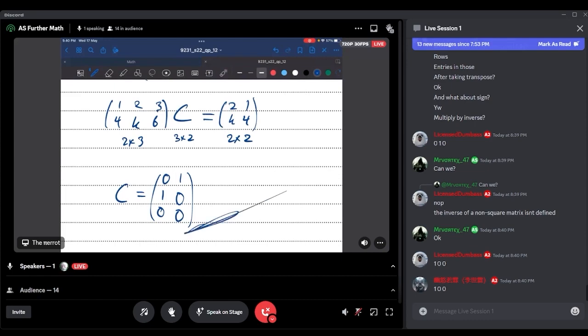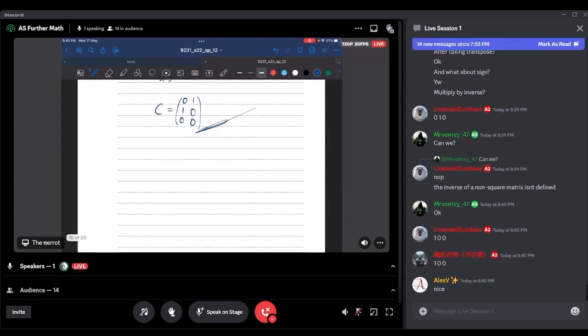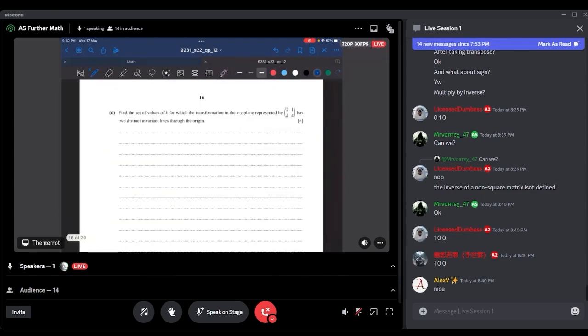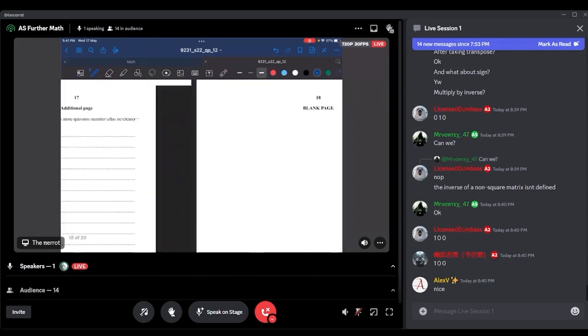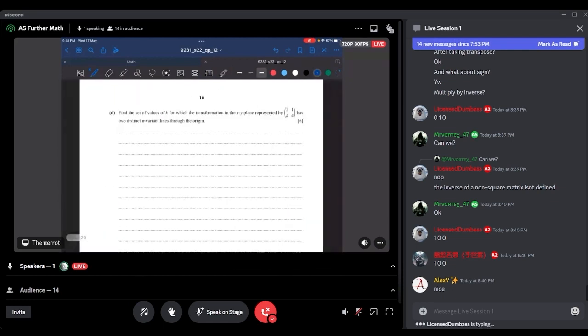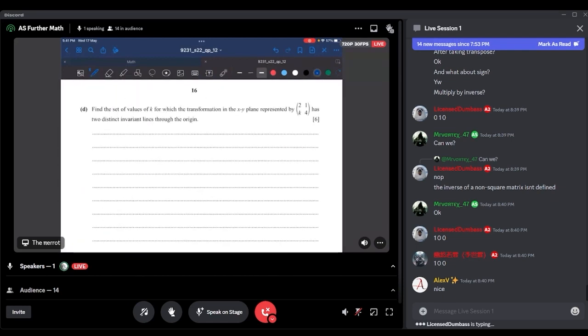Okay, let's go next. We have so many pages. Find the set of values of K for which the transformation in the XY plane represented by that matrix has two distinct invariant lines.